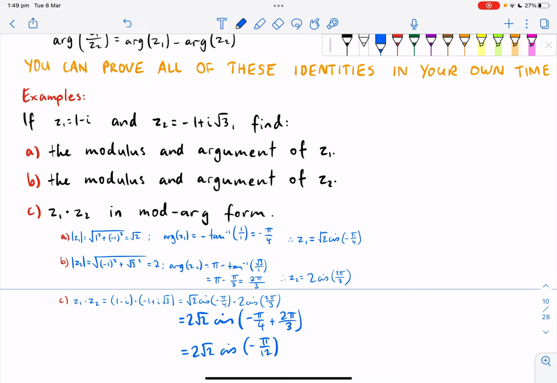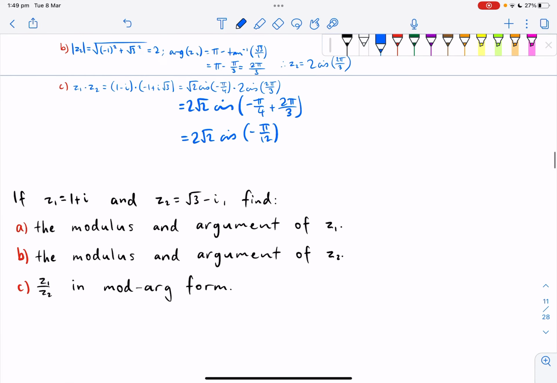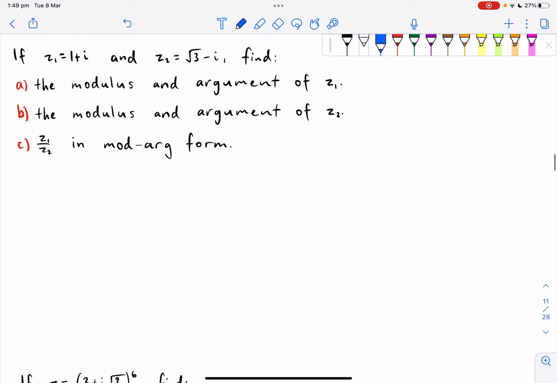All right, so hopefully there were no issues there. Let's look at the next question. If z1 equals 1 plus i and z2 equals root 3 take away i, find the modulus and argument of z1. So let's start with that. A. Modulus and argument of z1.